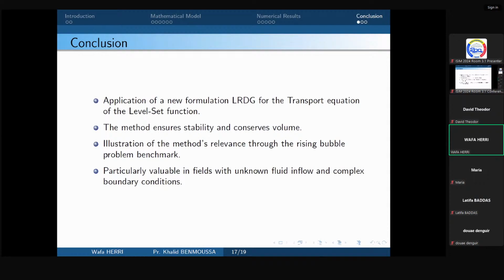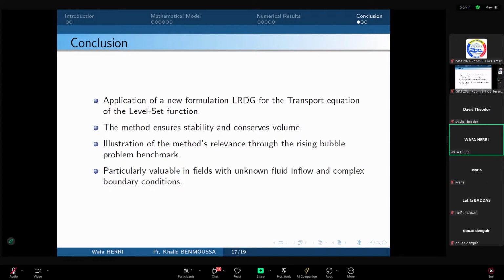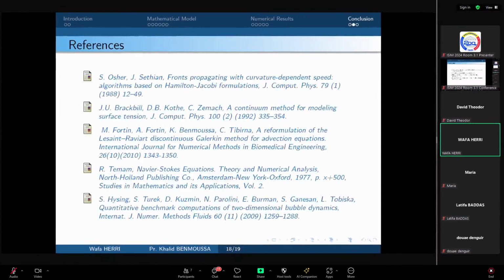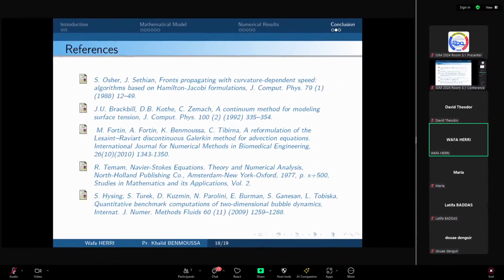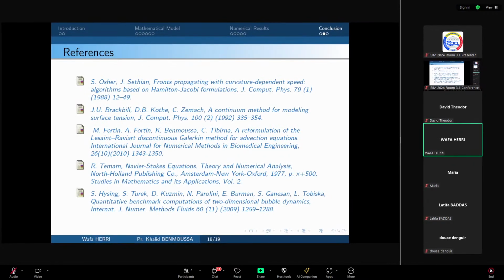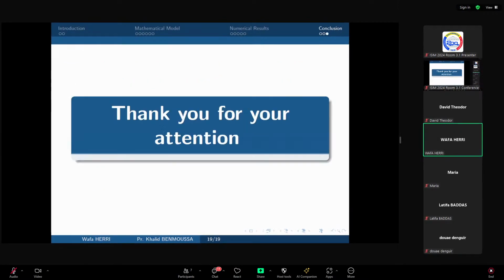In conclusion, we apply a novel Lagrange multiplier formulation to the transport equation of the level set method, and this method is stable and conserves volume. We use the rising bubble problem as a benchmark to illustrate the relevance of the proposed method. Finally, this approach is valuable in fields where the inflow of fluid into the domain is unknown. And here are some references guiding our research. Thank you for your attention.